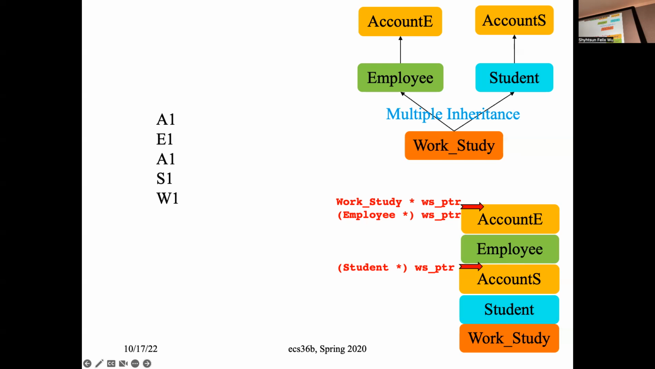Just to let you know, if you take ECS 36B, if you've done a lot of this kind of casting in C, it will never change the address value of that pointer. Never. It changed the type for the compiler, but never changed the value. But in C++, because of the inheritance, when you do casting, it actually changes.